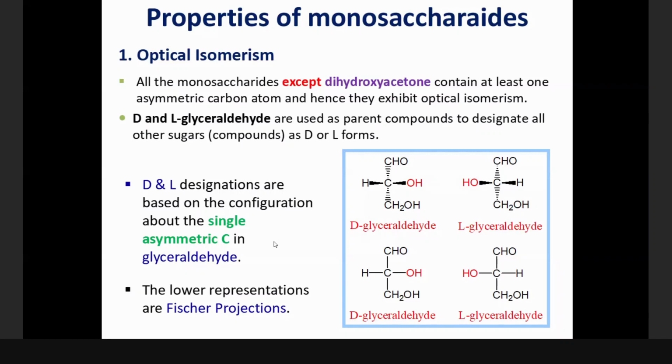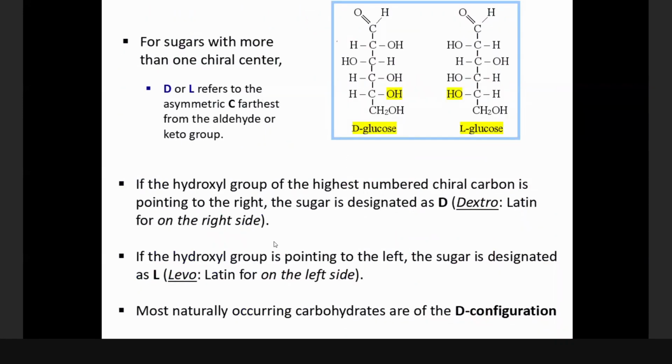Now, if a compound has one asymmetric carbon, it is able to exhibit optical isomerism. And this compound may have D and L forms. Now we are looking at the asymmetric carbon, the second carbon. If the OH is on the right position, the compound is named D. Now here it becomes D-glyceraldehyde. If OH is on the left at the asymmetric carbon, the compound becomes L-glyceraldehyde.